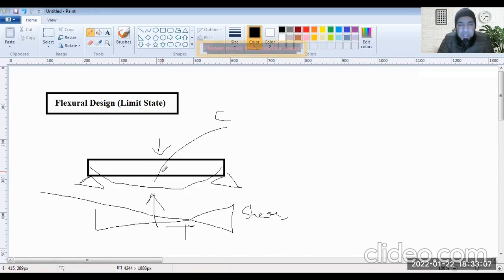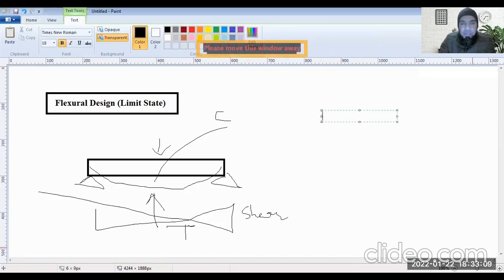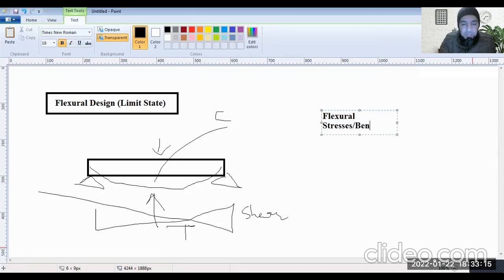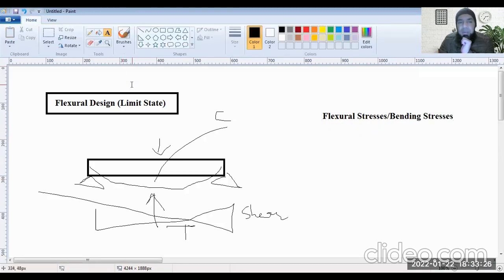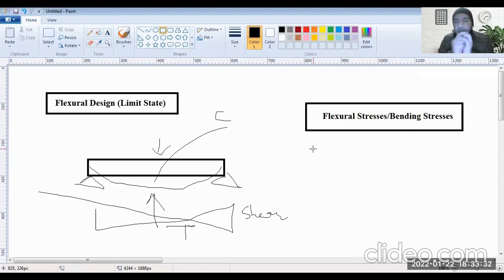for flexural stresses, so you would have flexural stresses or bending stresses. Now, these flexural stresses or bending stresses, what are they? These are stresses that are acting on the structural element. Here, the structural element is a beam. So they are acting on it. How do they act? They act once the flexural forces are applied onto the beam.